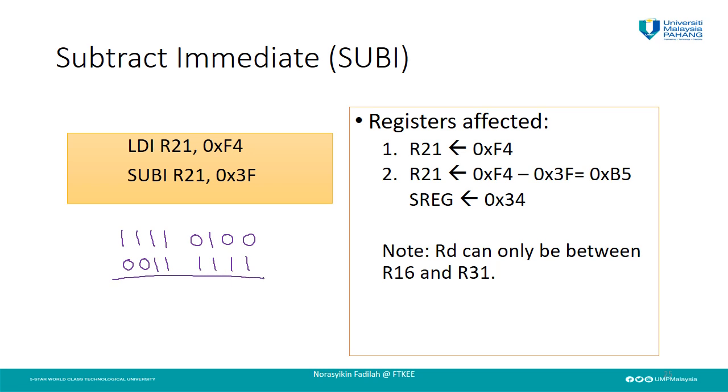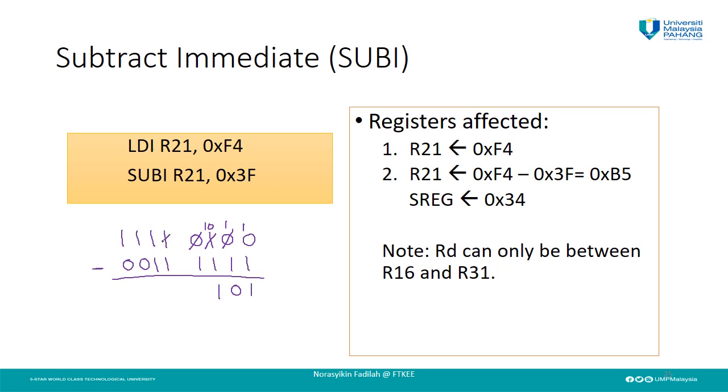So for the subtraction, from right to left, just like addition. So 0 minus 1, we need to borrow 1 from here. So 10 minus 1, we got 1. And then since there is no value here, we need to borrow from here. So 1 minus 1 becomes 0. And then we borrow again from here. 10 minus 1 becomes 1.